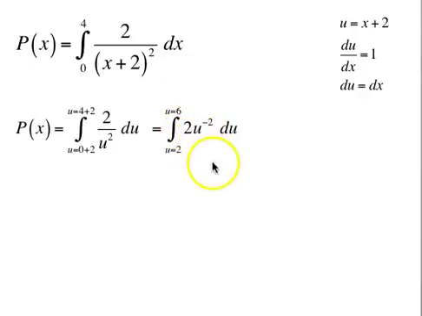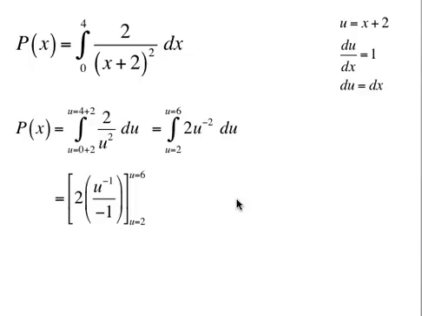Let's remind ourselves of the power rule. The integral of x to the n is x to the n plus 1 over n plus 1. So we'll get u to the negative 2 plus 1 over negative 2 plus 1, or u to the negative 1 over negative 1. We have to evaluate that as u ranges from 2 to 6. Now 2 divided by negative 1, our constants here will just be negative 2. So we have negative 2 u to the negative 1 as u ranges from 2 to 6.